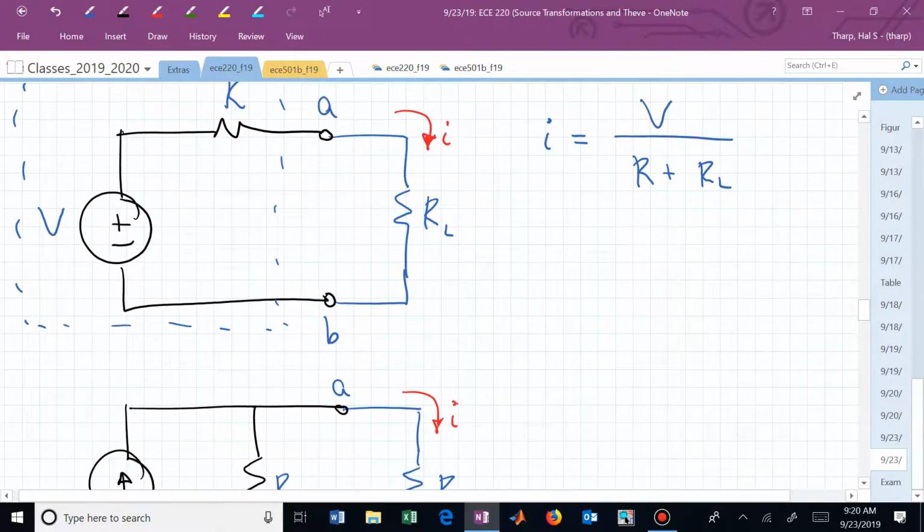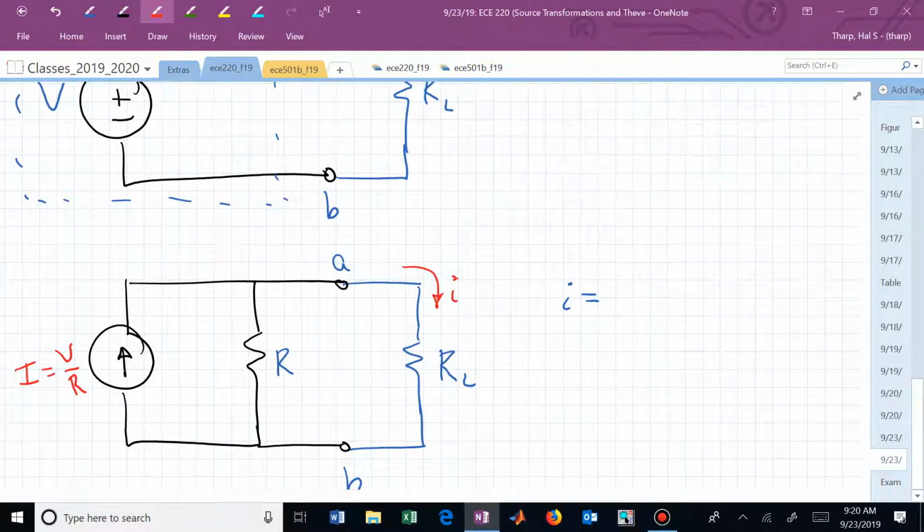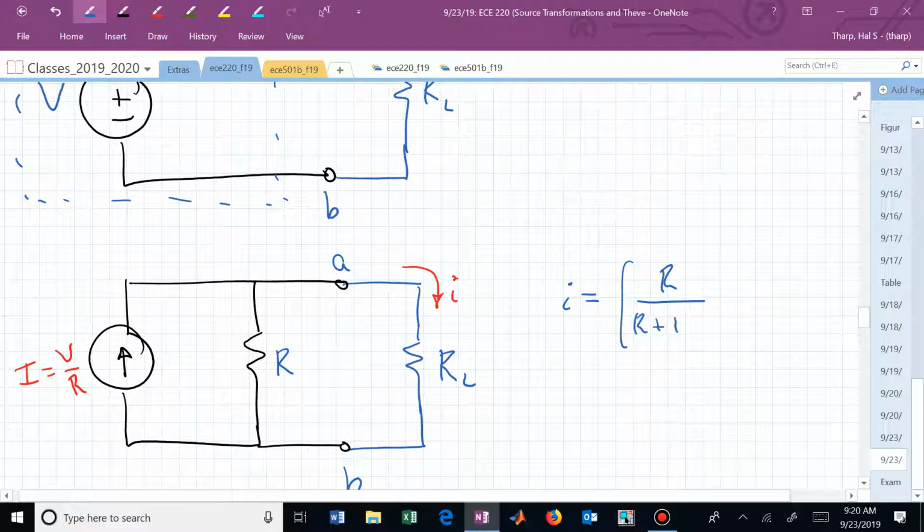What about for this source? What is I? Oh, and let's just go ahead and say, well, let's call this I for now, but in the back of our head, we're saying that's supposed to be V over R, if we're now using this as an equivalent source. What is little I? What's the formula for little I? That's a current divider, isn't it? It's the other resistor over the sum of the two times the current going in, which is I.